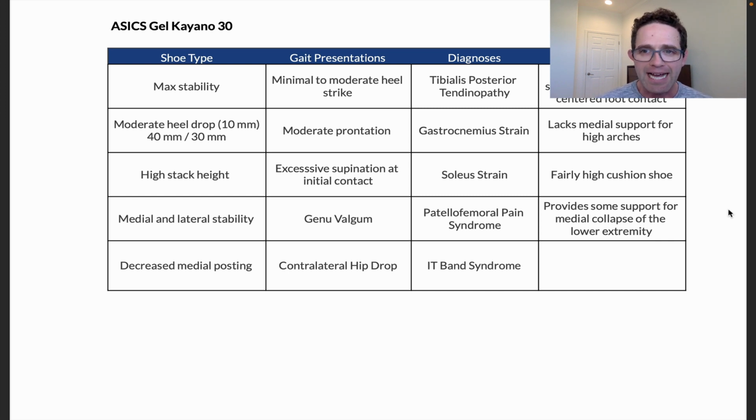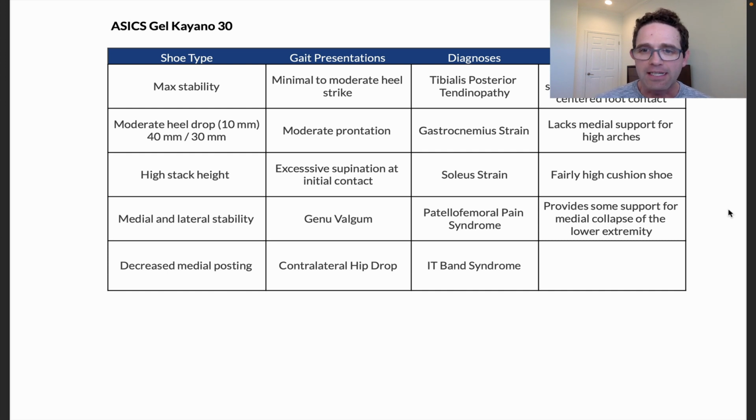Now, it does lack some of the medial support for those high arches. So if your patient is someone that maybe has a very high arch and plantar fasciitis, for example, this may not be the shoe for them now based on their clinical presentation. And it is a fairly high cushion shoe.